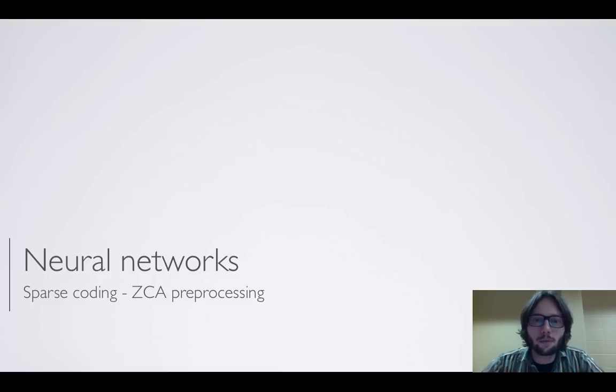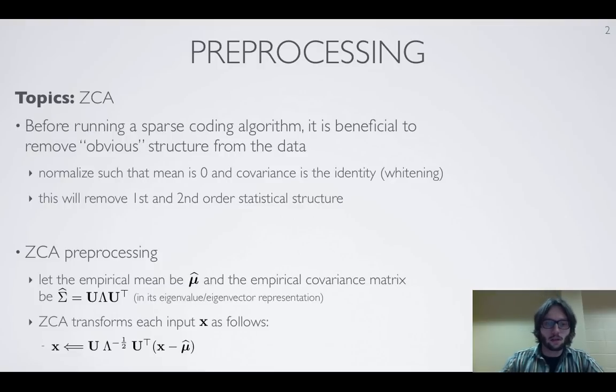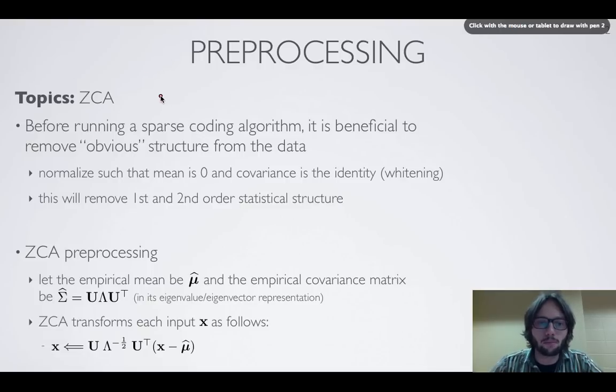In this video, we'll see ZCA preprocessing, which is a very useful preprocessing to apply to our data before we run a sparse coding algorithm. Sparse coding is trying to learn about the statistical structure of our input data. We find in practice that it's often beneficial to remove part of the structure which is quote-unquote obvious, which is not particularly interesting and would not allow us to extract interesting features. For instance, the mean of the data is not something that's particularly interesting for representing our different data points into a feature vector, a latent representation.